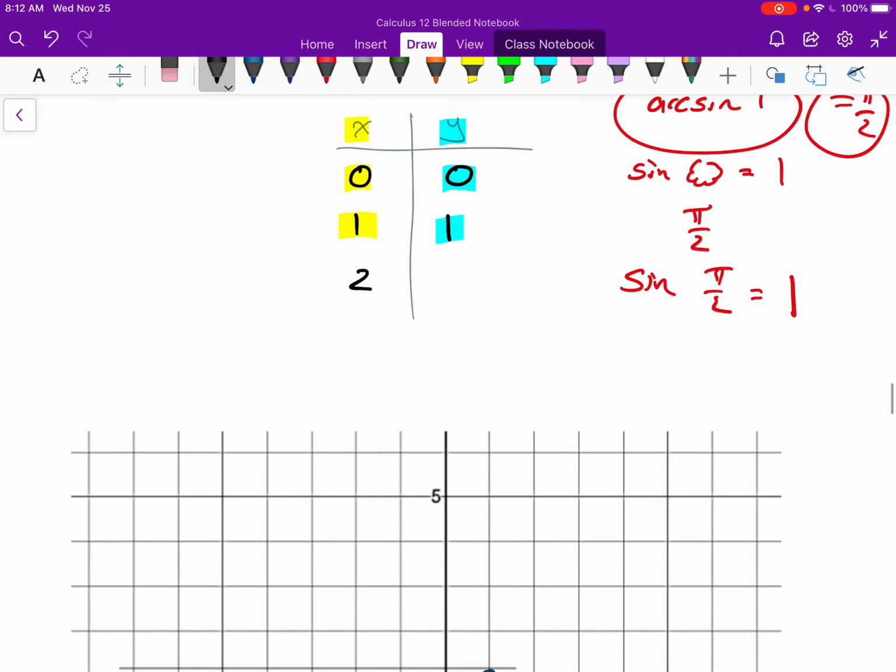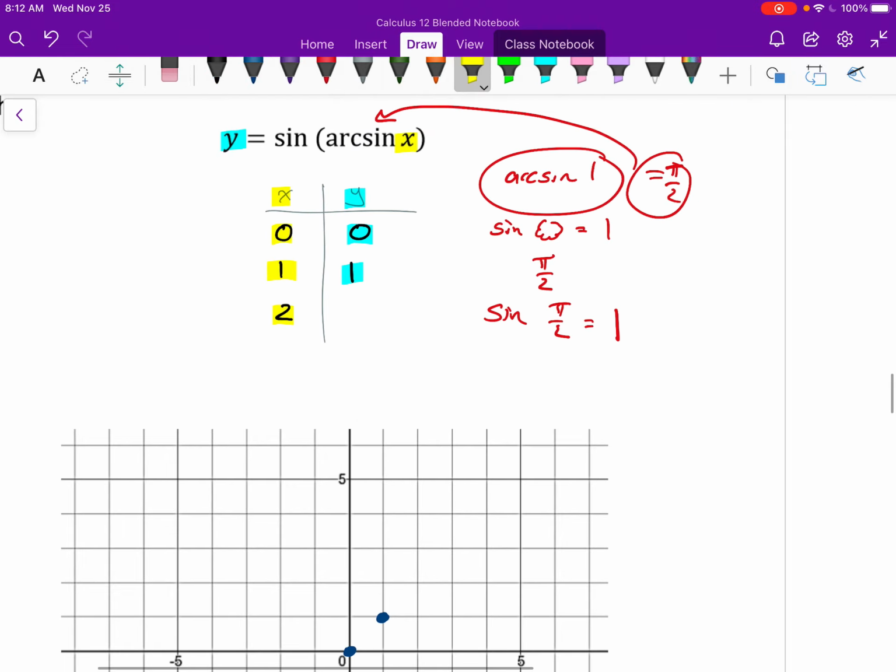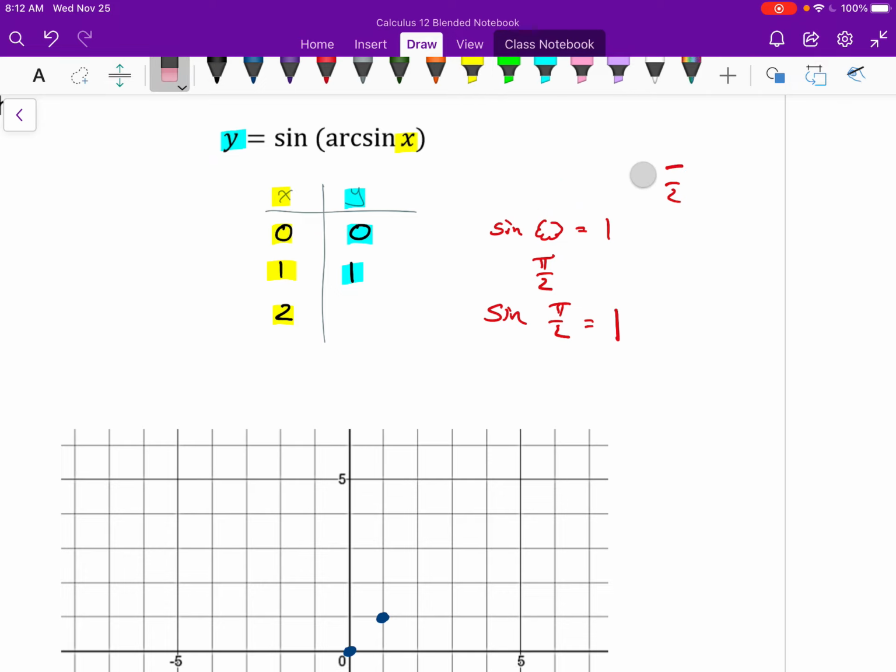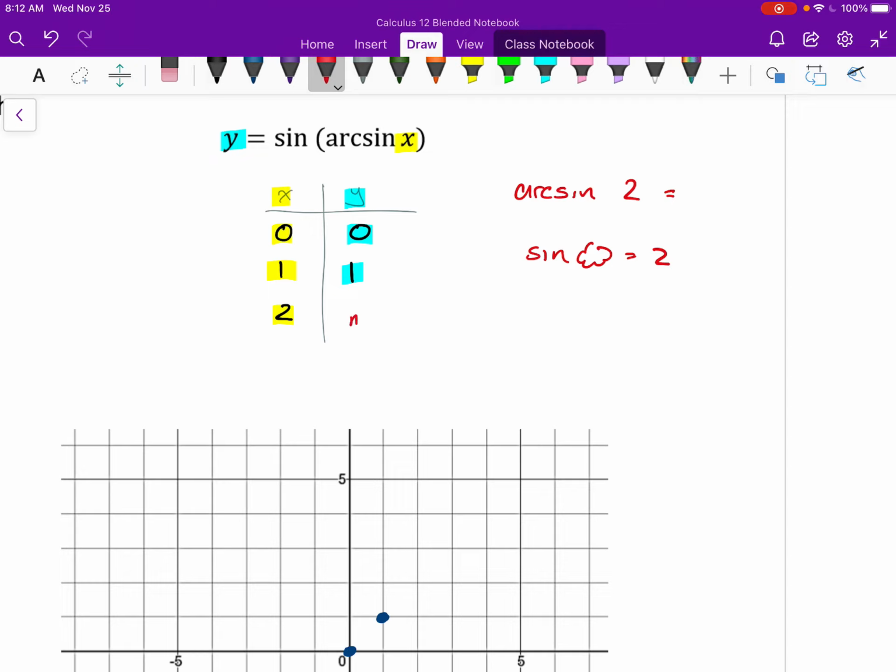Well, let's see. Let's put a 2 into arcsine. And every time my process is the same. The arcsine of 2 is going to equal whatever, I think about the sine of what equals 2. Well, that's not possible. Sine never equals 2. So the biggest value sine by itself can get to is 1. So the arcsine of 2 is not possible. So now I know for sure it's not as simple as whatever number I put in, I get out.